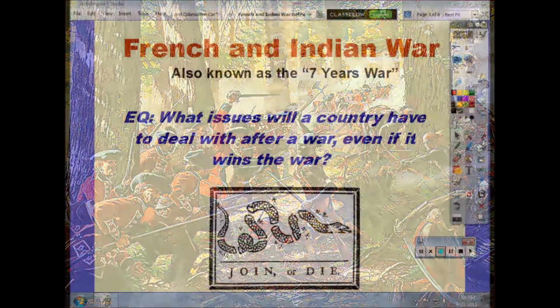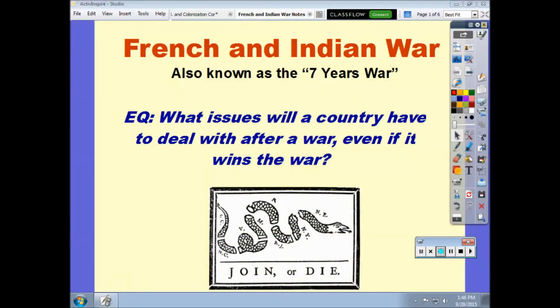All right, so looking at the screen, you can see the essential question for this section of French and Indian War. This is a very short set of notes, but the French and Indian War is also known as the 7 Years' War. This is what takes place primarily in Europe between two countries, and then it spreads to the colonies.